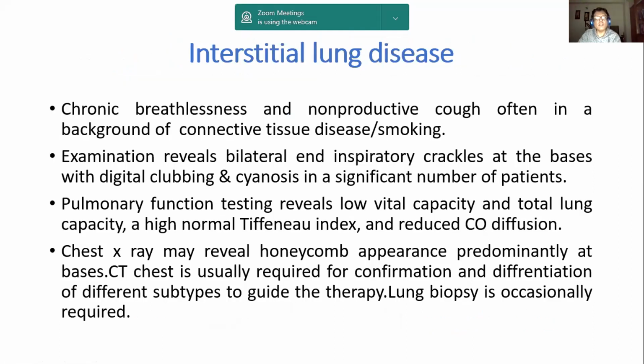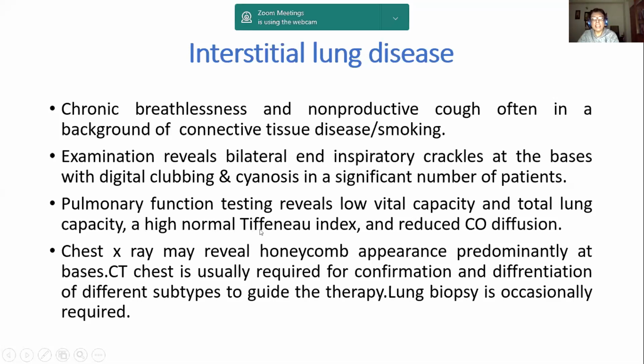Interstitial lung disease is also a common cause of shortness of breath. The patient presents with non-productive cough. There may be end inspiratory crepitation. And the patient may have cyanosis and clubbing. Female patients predominate. The pulmonary function test reveals low vital capacity and low total lung capacity.